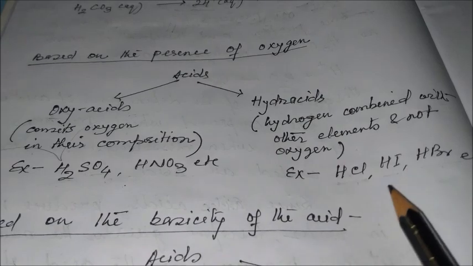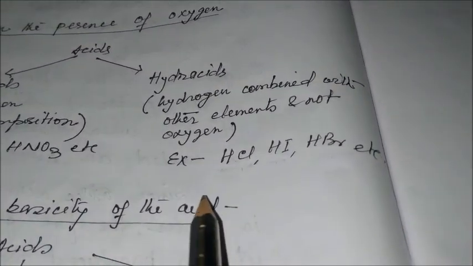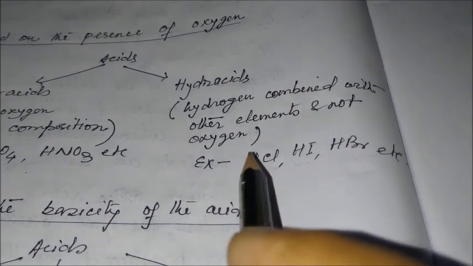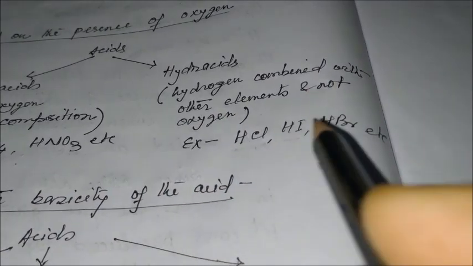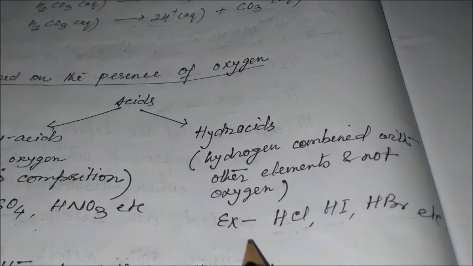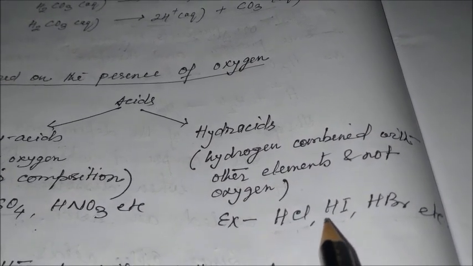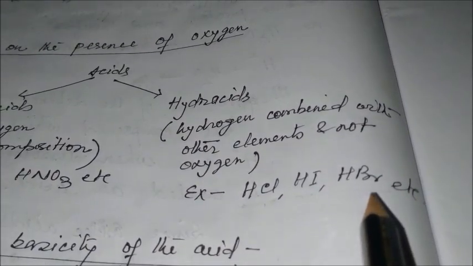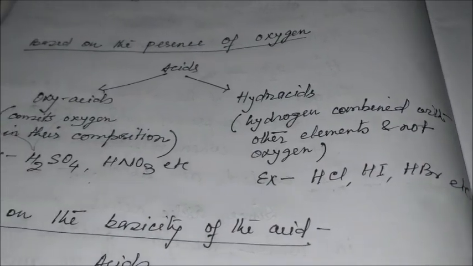In case of hydracids, the oxygen is not present there, means hydrogen is combined with other elements and not with oxygen. For example, suppose here HCl, oxygen is not here but it is the acid, so it is the hydracid. Similarly HI, HBr, these are also the examples of hydracids.